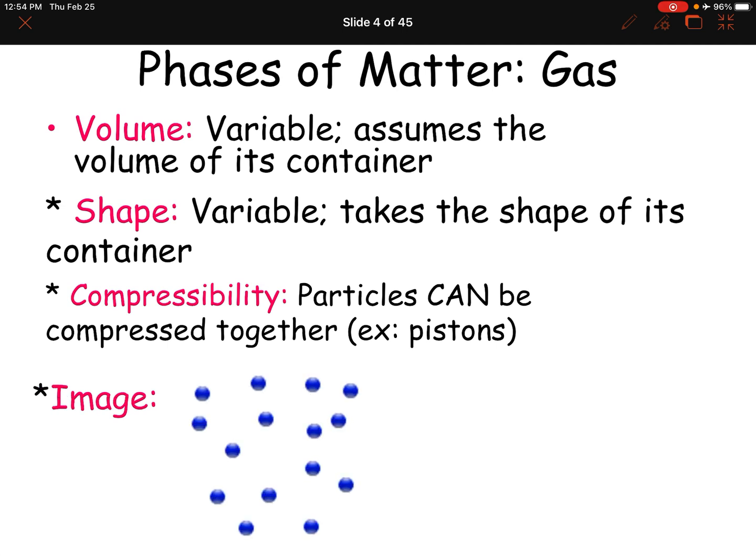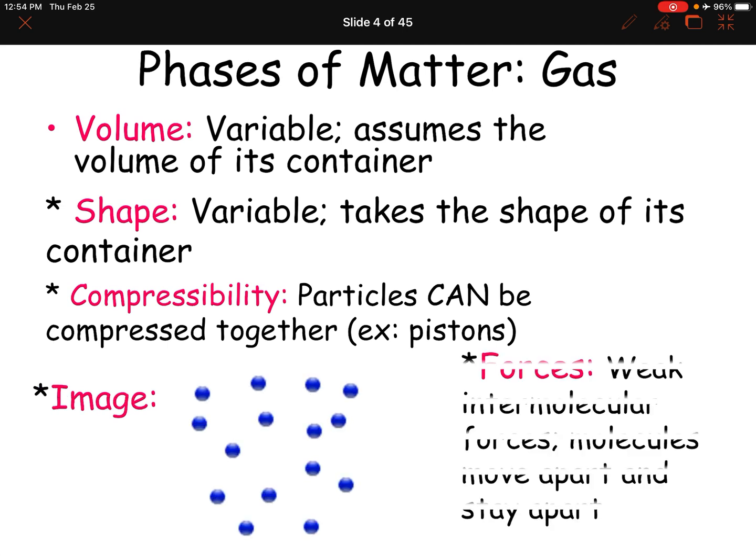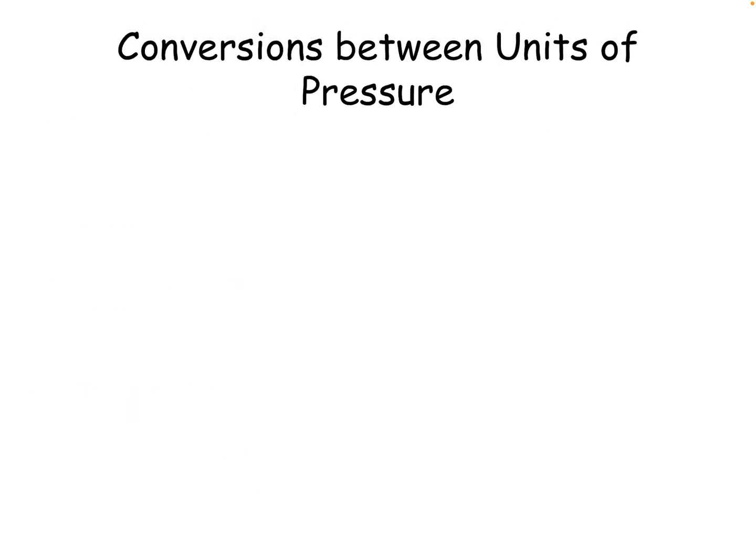So gas particles are very far apart. And that's because they have very weak intermolecular forces. So, let's just say you have helium in a balloon, you release the helium from the balloon, those helium molecules are just leaving. They're not coming back. They're moving apart and will stay apart because there's nothing holding, or very weak forces holding them together, shall I say.